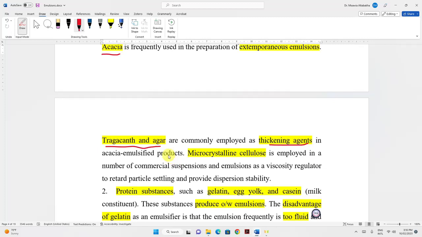If you remember in suspension, if you want to prevent the suspensoid from settling down quickly, then you need a thickening agent. Similar things happen here. If you don't want the internal globules to move and unite with each other, keep the medium a little bit thick so that they don't move easily and unite with each other. So examples of material, as I said, are tragacanth and agar, and if you remember, we also have microcrystalline cellulose.